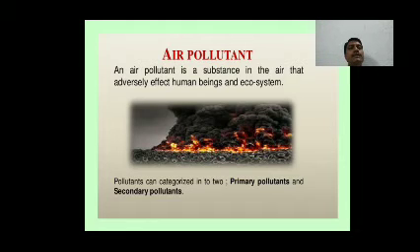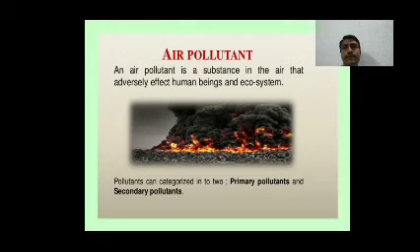An air pollutant is a substance in the air that adversely affects human beings and the ecosystem. What is an ecosystem? The interrelation between living and non-living things is called an ecosystem. Pollutants can be categorized into two types: primary pollutants and secondary pollutants. Pollutants directly released from identifiable sources are called primary pollutants, like carbon dioxide, sulfur oxide, nitrogen oxide.